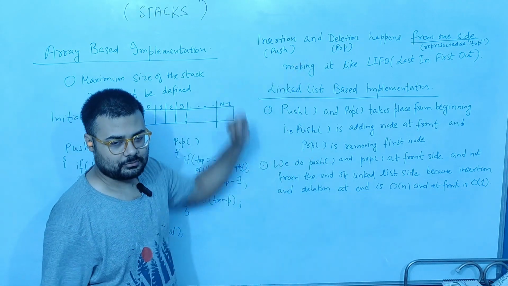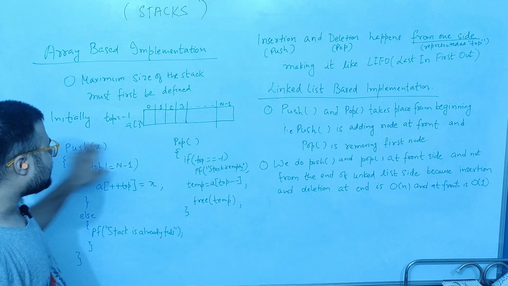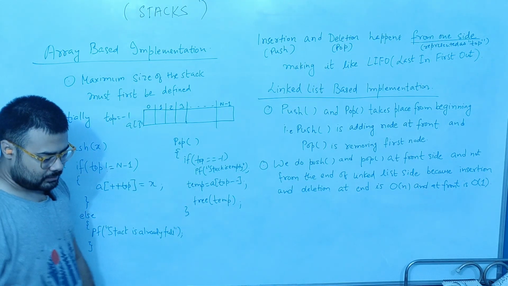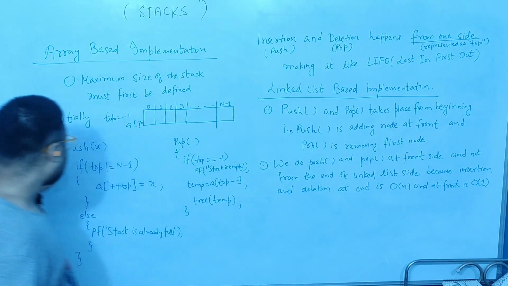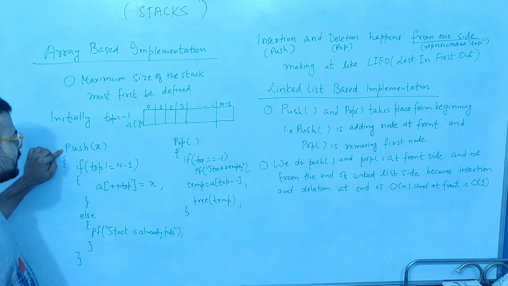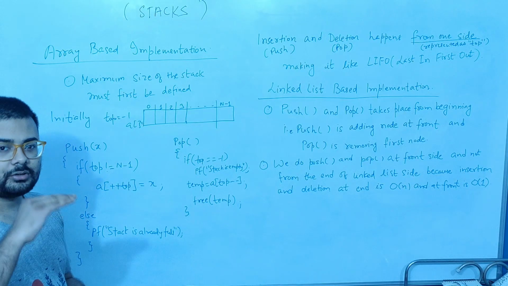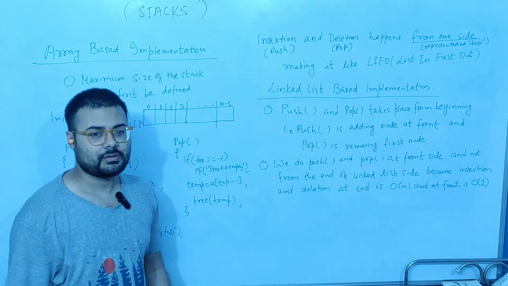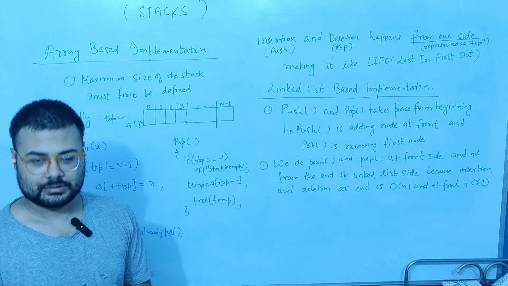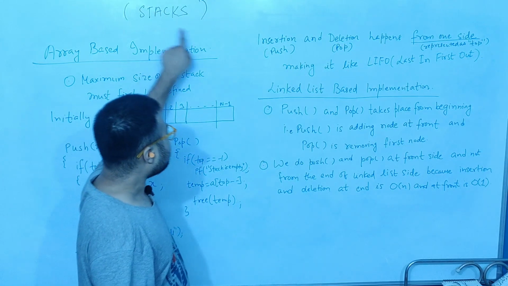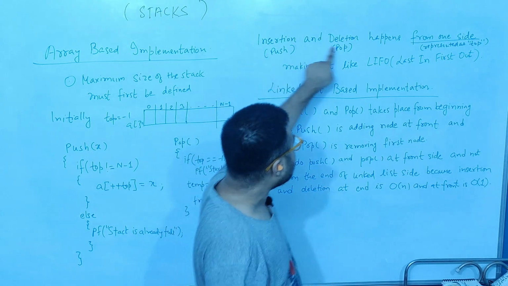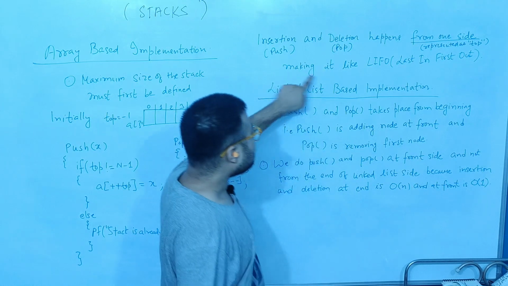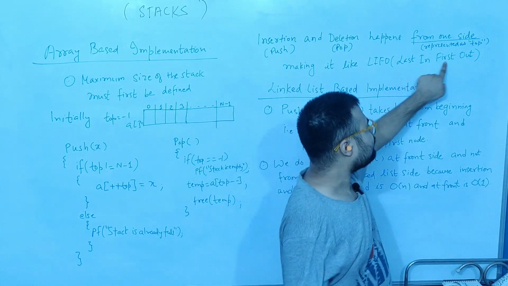The push and pop operations of a stack are implemented in an array or linked list in such a way that push means inserting an element, and you can only insert it at the top. Pop is also implemented in such a way that you can only take the topmost element. So a stack is a data structure where insertion and deletion happen from one side, represented as top, making it LIFO, last in, first out.